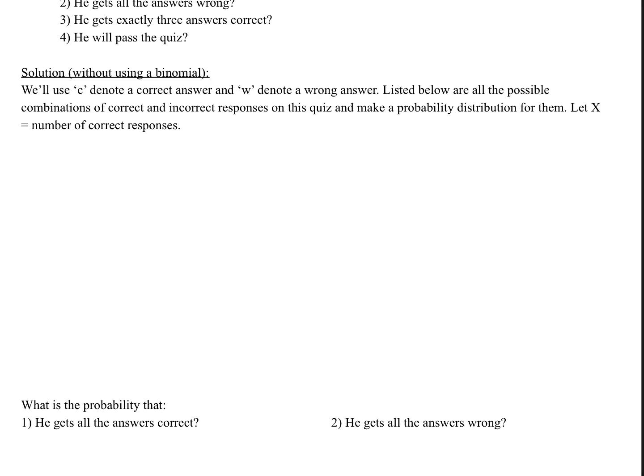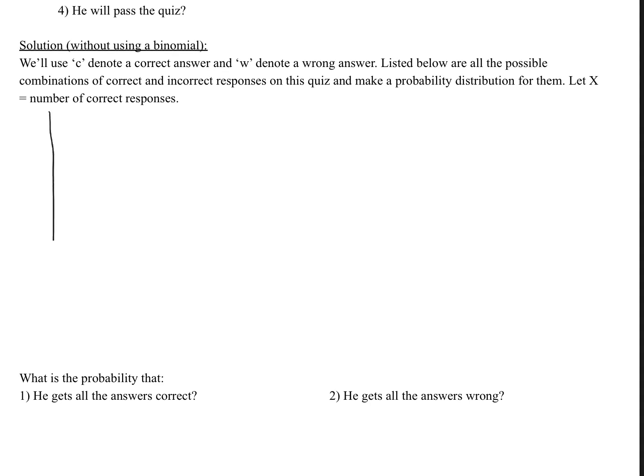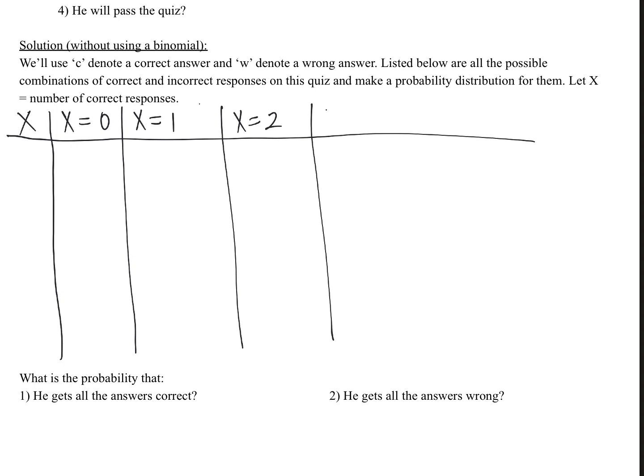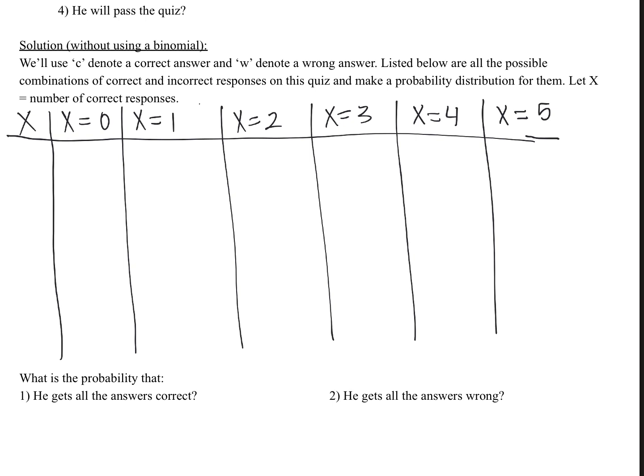I'm going to make a pretty large table here because we are going to include all the outcomes. So X can equal 0, X can equal 1, X can equal 2, 3, 4, and 5. I wanted to leave some more room between some of the more likely outcomes. So he gets none of them correct. That would be 5 wrong answers.